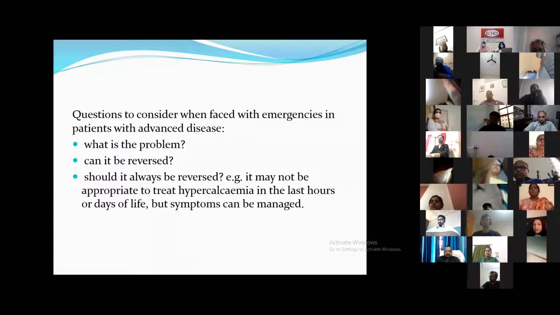Hypercalcemia in the last days, sorry to interrupt. It is bound to happen because of the metabolic and underlying pathophysiology derangement.